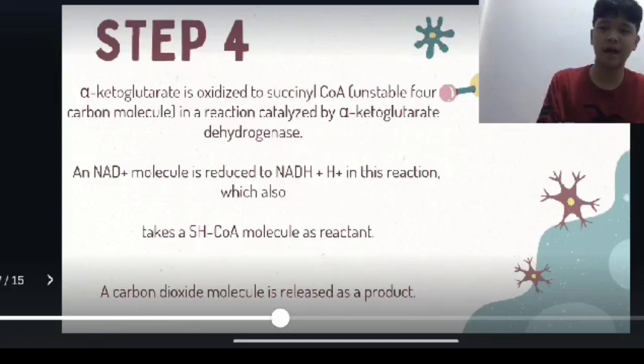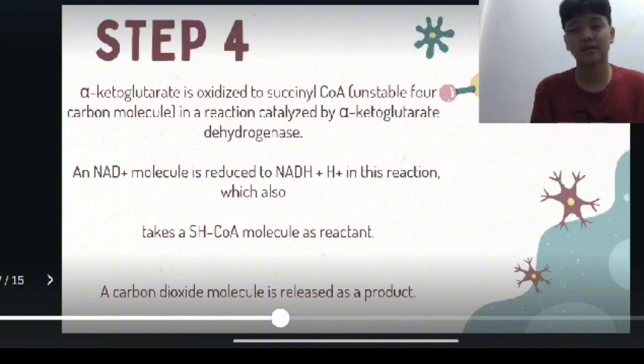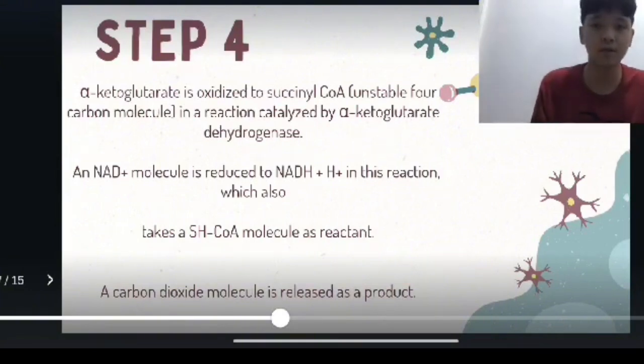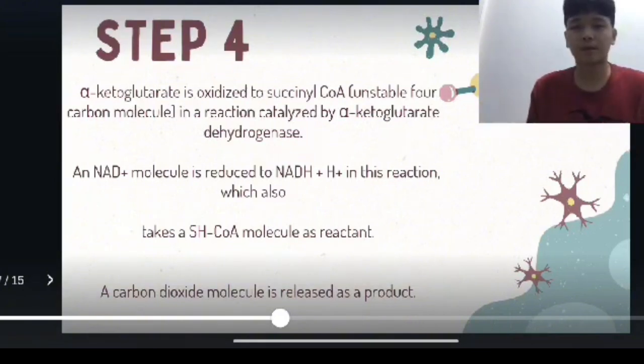The enzyme will be alpha-ketoglutarate dehydrogenase. It was oxidized, meaning it lost an electron. NAD plus is there to get the electron again, forming NADH and H plus. And it will take an SH-CoA molecule as a reactant. The succinyl is the 4-carbon molecule, and the CoA comes from the reactant that entered, which is why it became succinyl-CoA. So, alpha-ketoglutarate was oxidized and produced carbon dioxide.